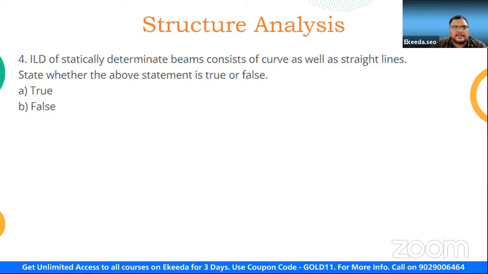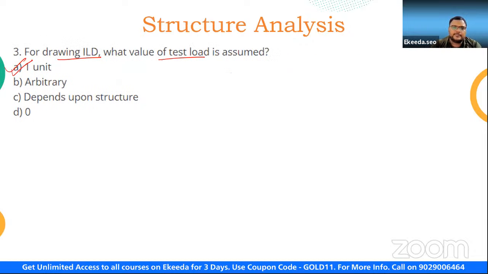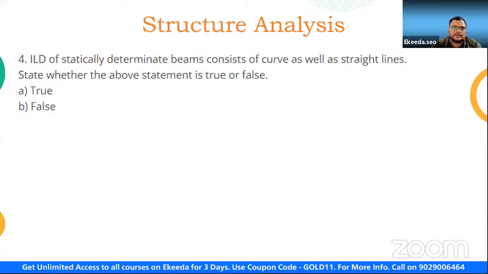The next question says that ILD of statically determinate beams consists of curves as well as straight lines. State whether the above statement is true or false. I will give you some time. Just think about it and then let me know the correct answer. Either it is true or it is false. If it is true, then why, and if it is false, then why. I have told you some basics here. Just think about why, in a statically determinate beam, we have curved lines or only straight lines.